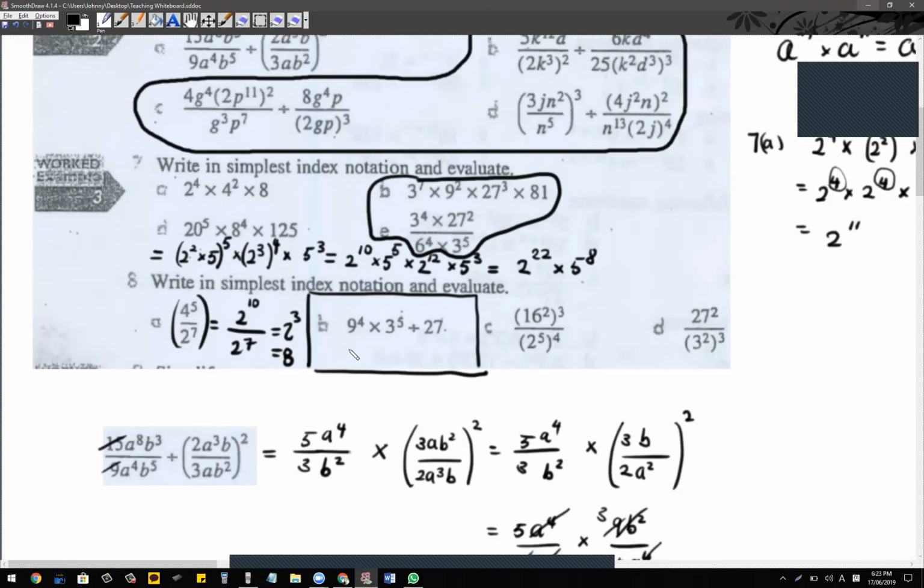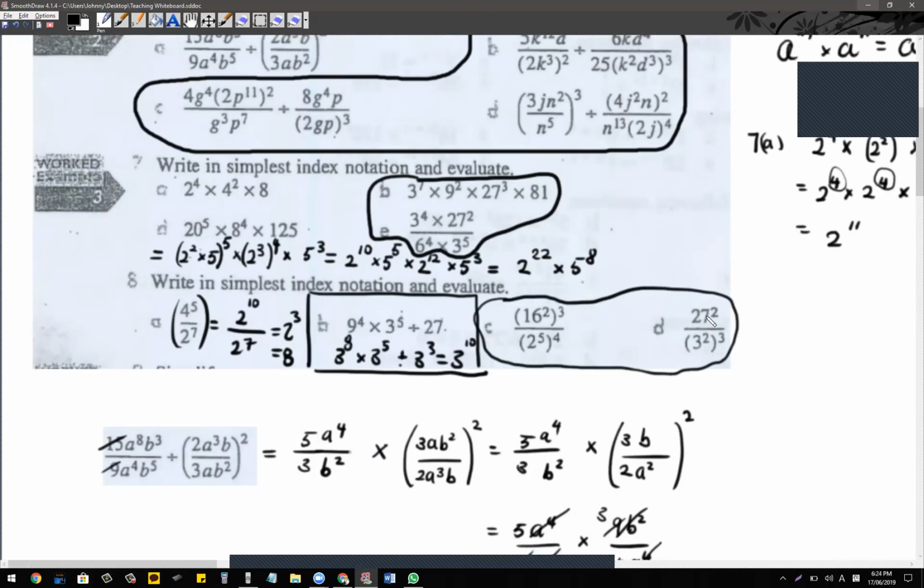This one here is 3 to the power of 3 to the power of 4. So 3 to the power of 2 to the power of 4, because 9 is 3 to the power of 2. So this is 3 to the power of 8. This is 3 to the power of 5, divided by 3 to the power of 3, because 27 is 3 to the power of 3. So that's 3 to the power of 13 divided by 3. So this is 3 to the power of 13 minus 3, which is 10. So that's the answer. You can try these questions yourself without any calculator.